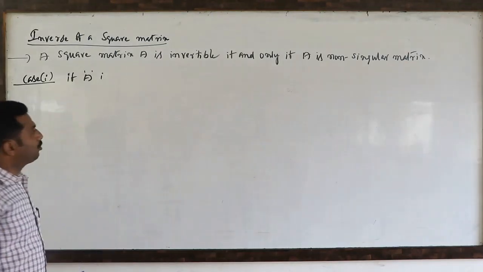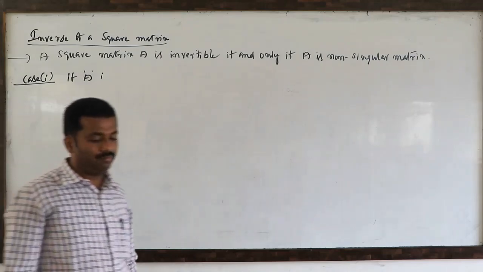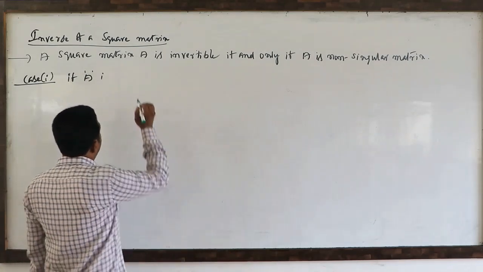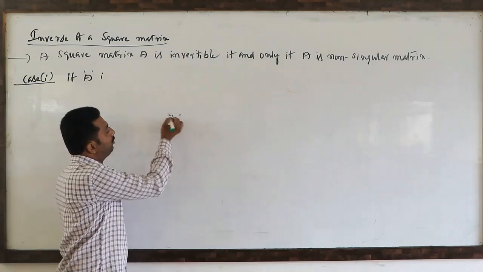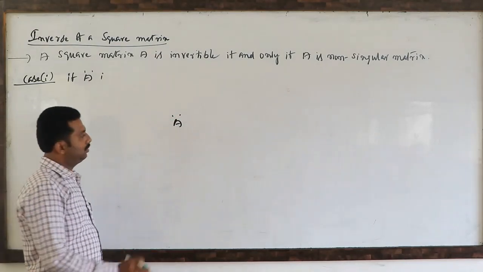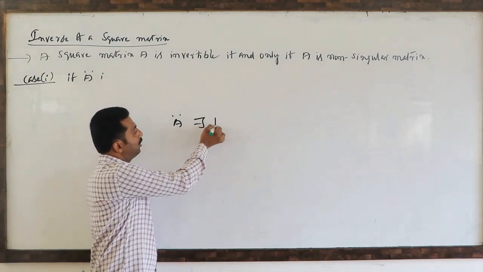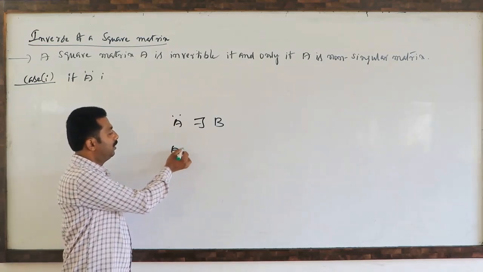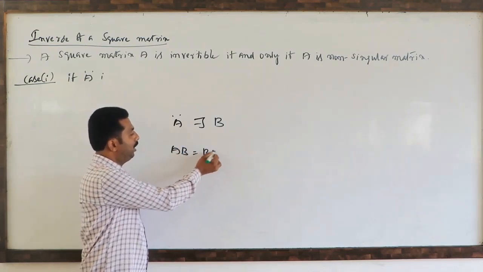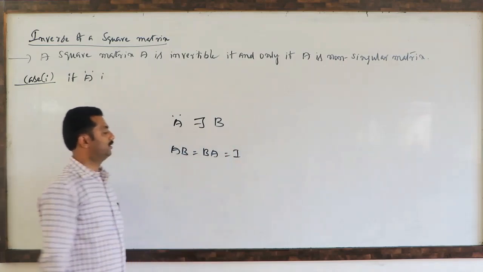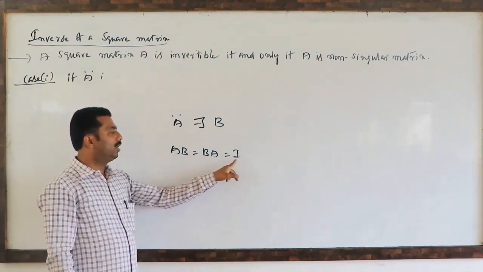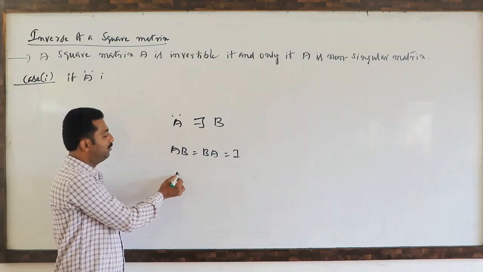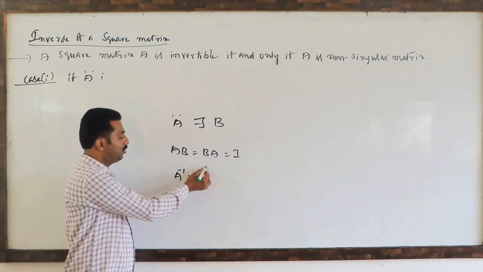Next, inverse of a square matrix. I think you already know the definition of inverse of a square matrix in matrices. See here, first we'll see the definition. A square matrix capital A is said to be invertible if there exists another square matrix B of the same order such that AB equal to BA equal to identity matrix. Then B is called inverse of A, nothing but A inverse equal to B.